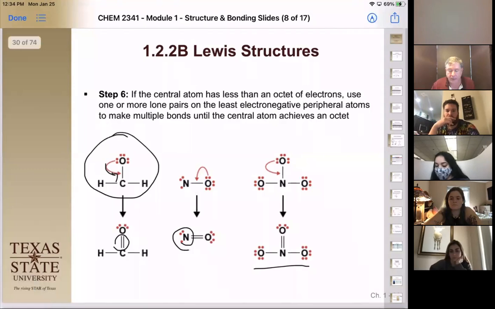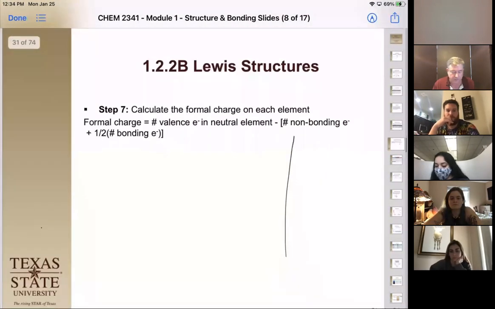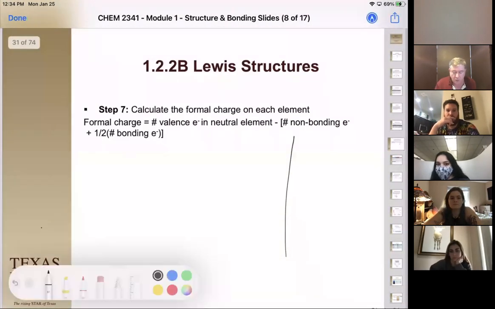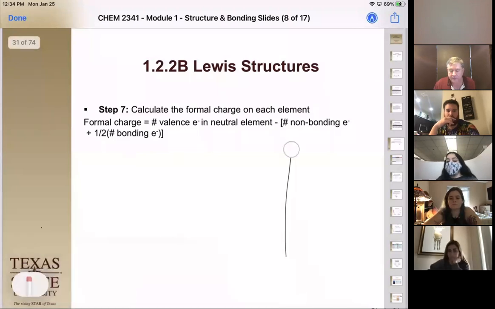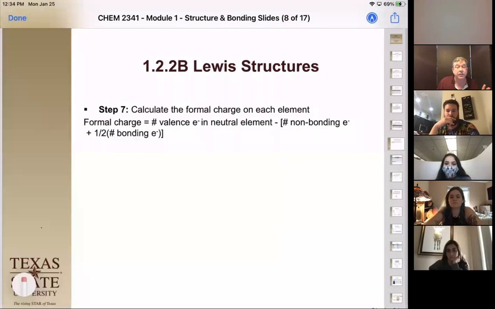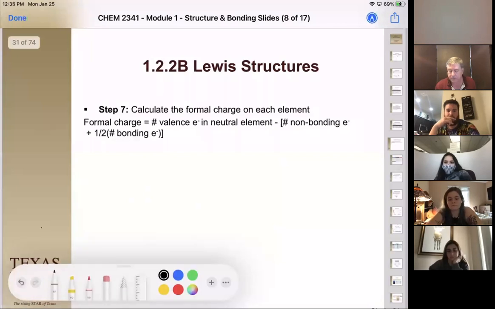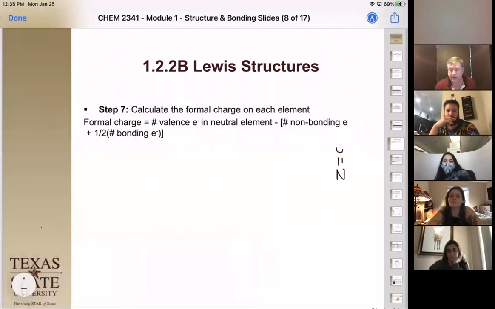So how do we figure out what the formal charge is? Formal charge is actually calculated for each and every atom. So if you have 3 atoms in your system, you have to do them all. Let's do, for example, the Lewis dot structure we had for this compound.